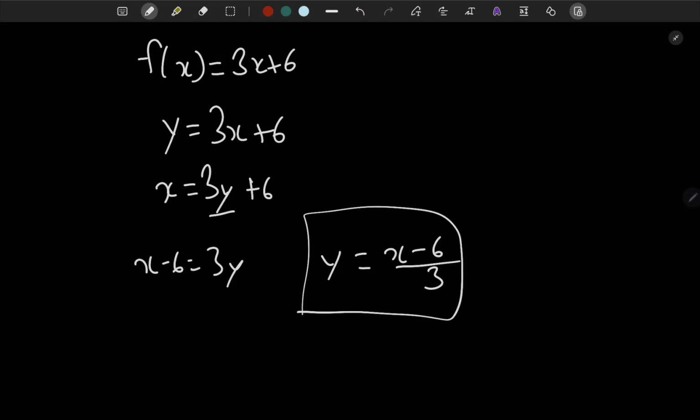Now you can also write y as f inverse of x is equal to (x minus 6) over 3, and this is the same thing. So let's move on to another example.